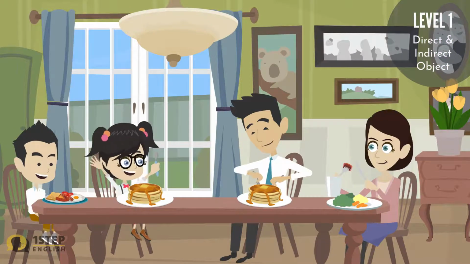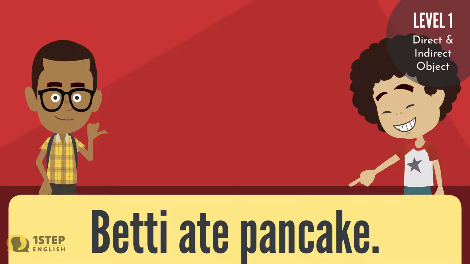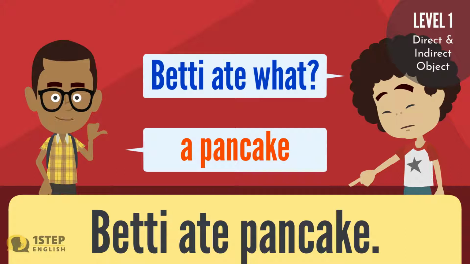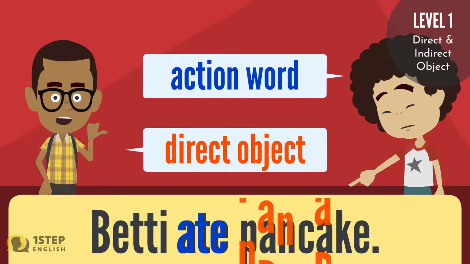Betty ate a pancake. Betty ate what? A pancake. Ate is the action word. Pancake is the direct object.